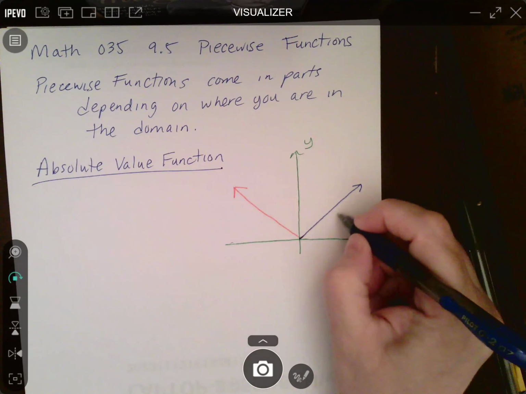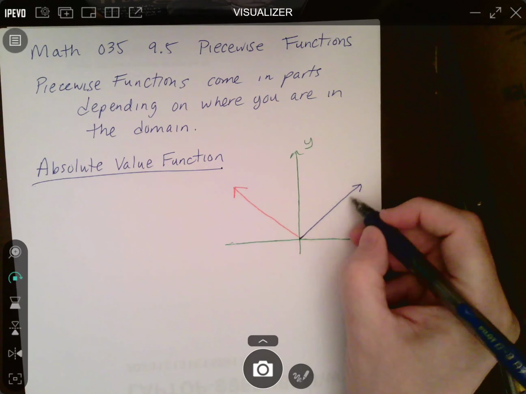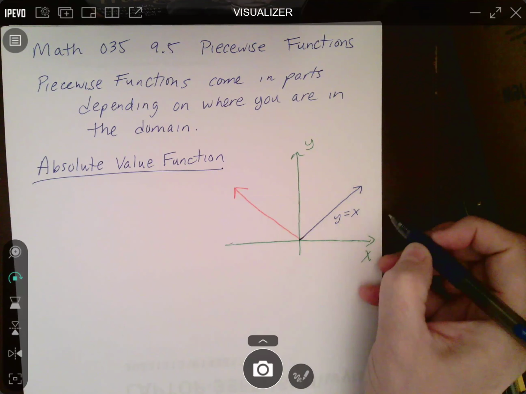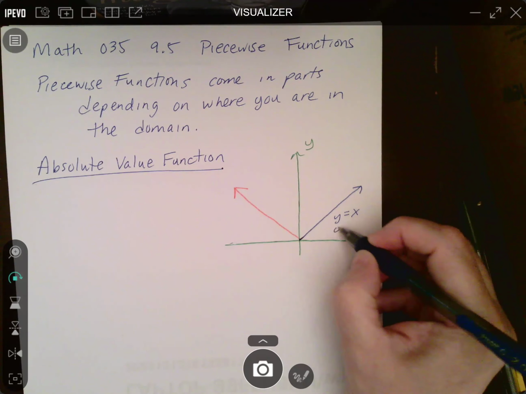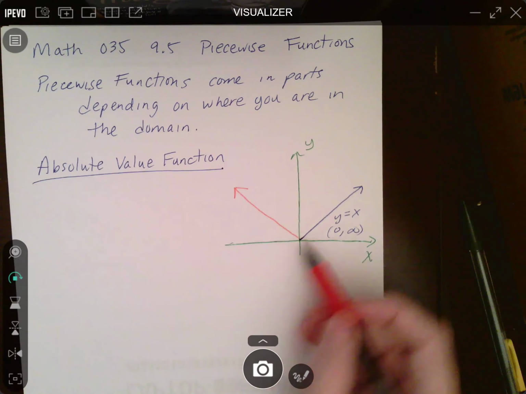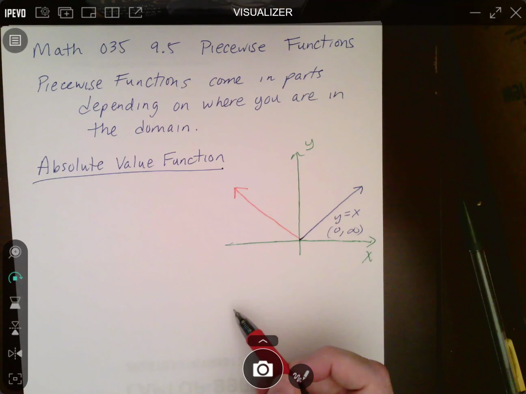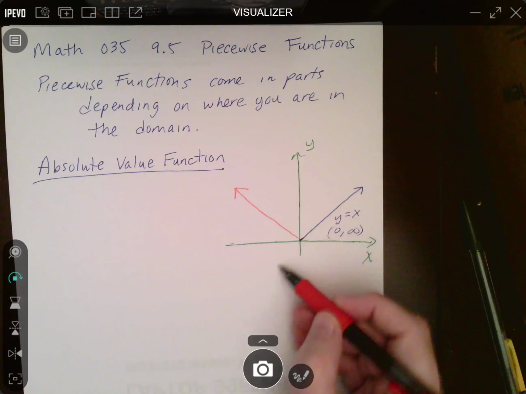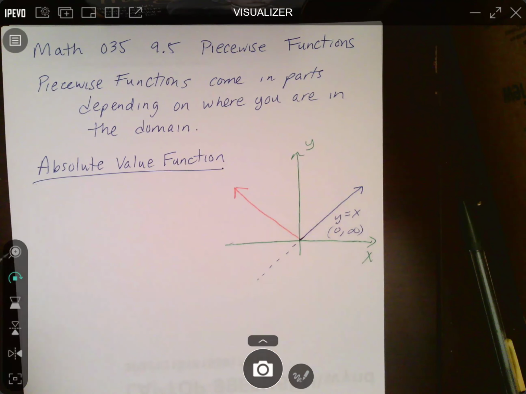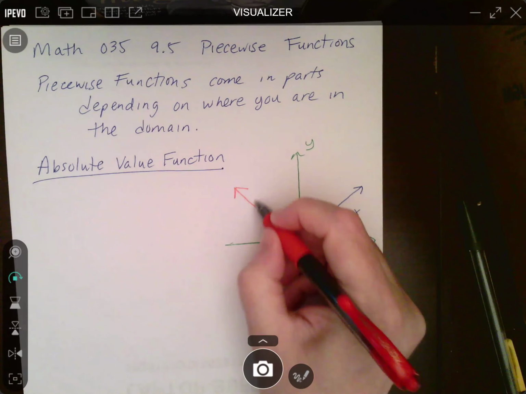So on this side, this is the blue line, looks like the line y equals x. But it's only going from 0 to infinity. It doesn't extend over to the left side of the graph because it would keep coming down like this. And the left side looks like y equals negative x.